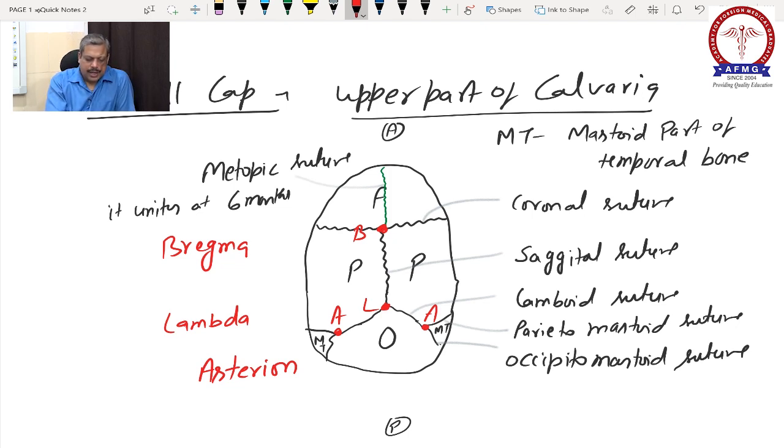Earlier the question has been asked on the pterion. In future, a question can be asked on the asterion. Clear? Like, what bones meet at the asterion? This is the parietal bone, this is the occipital bone, and this is the mastoid part of the temporal bone.